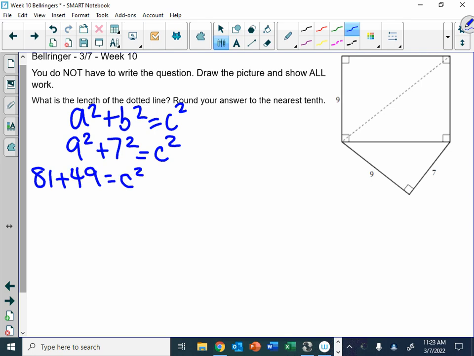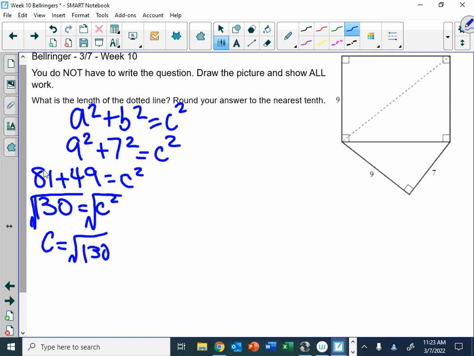What is 81 plus 49? 130. And then how do I get c all alone? Square root. Okay, square root. And remember that with these problems, we're just going to leave it as the square root of 130, which if you don't remember why, we'll see why in just a second. If you decided to reduce it, I actually don't think it reduces, but if you decide to reduce it, that's okay. But we're just going to leave it like that for now.